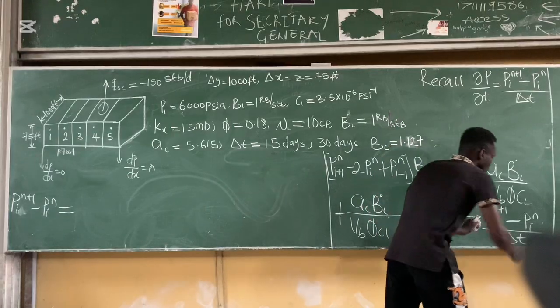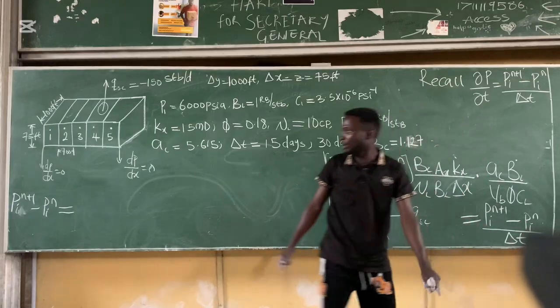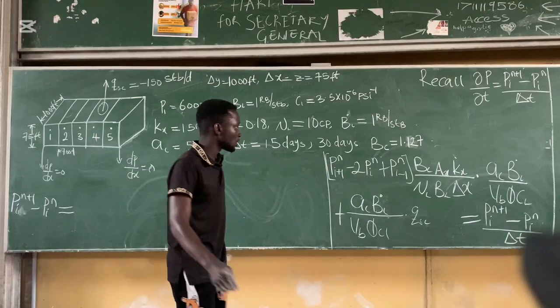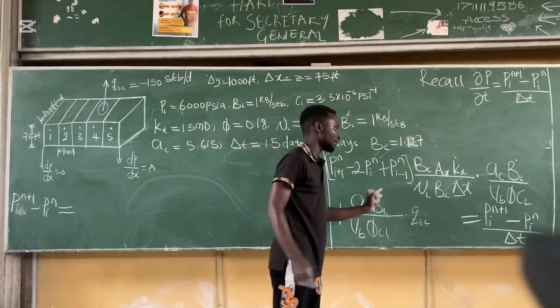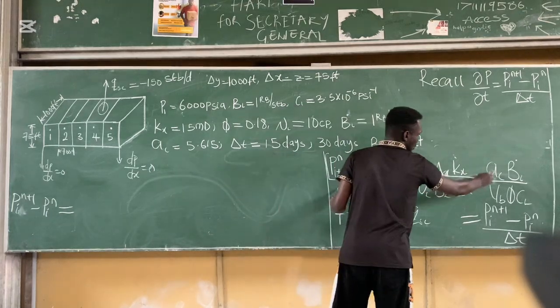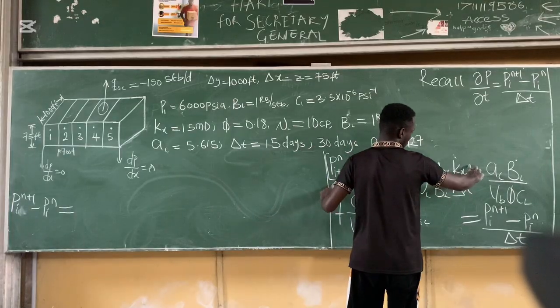So you multiply this by delta t, it will cancel out what? Delta t from here. We'll be left with P_i^(n+1) minus P_i^n, which is equal to what? To everything here. Also multiply by delta t. If you multiply this one by delta t, it will also be what? Be here.